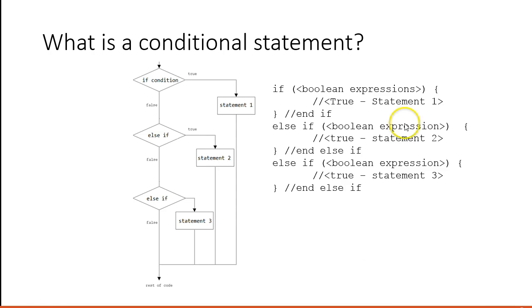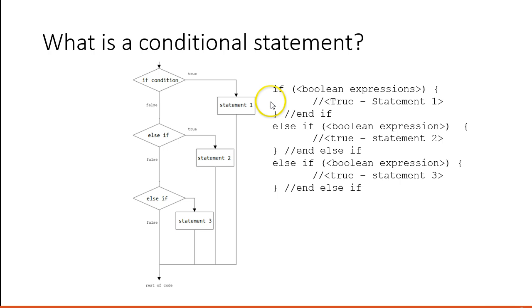So this is an example of if and else if structure. So we have an if, this evaluates to true, we have statement 1. If this is false, we look at else if, we evaluate that Boolean expression. If it's true, we take that. If this is false, we take this. Boolean expression, true, we do that.